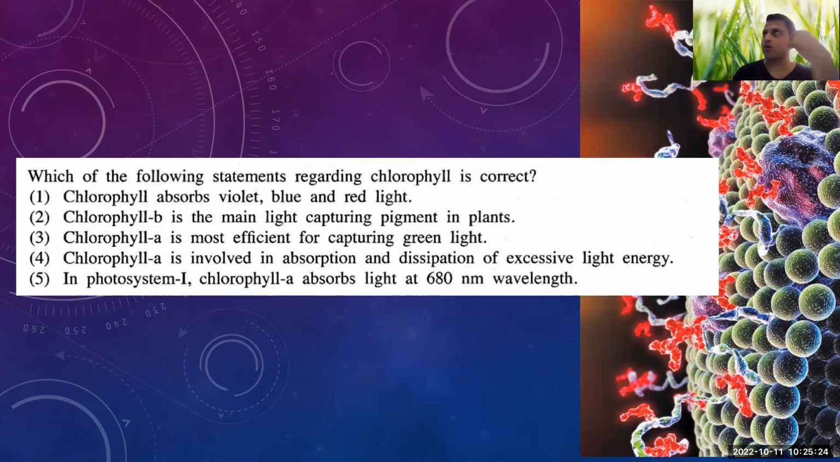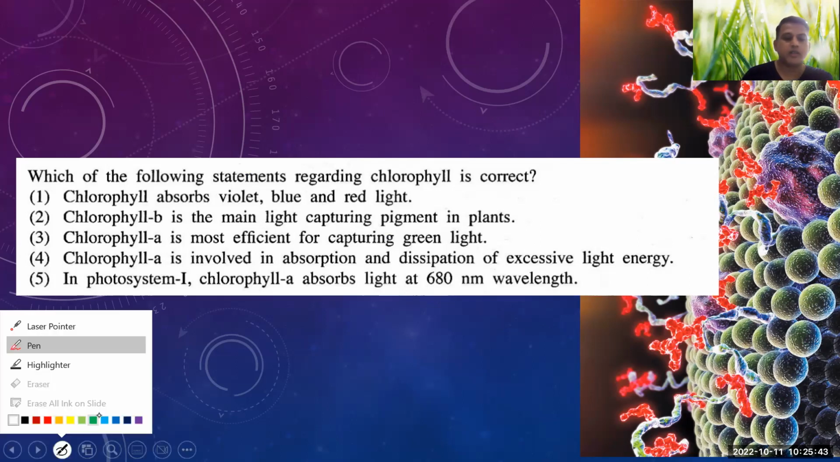That is obviously wrong because green light is not absorbed. Green light is emitted. It is emitted. That's why we can see green color plants. Chlorophyll A is involved in absorption and dissipation of excessive light energy.